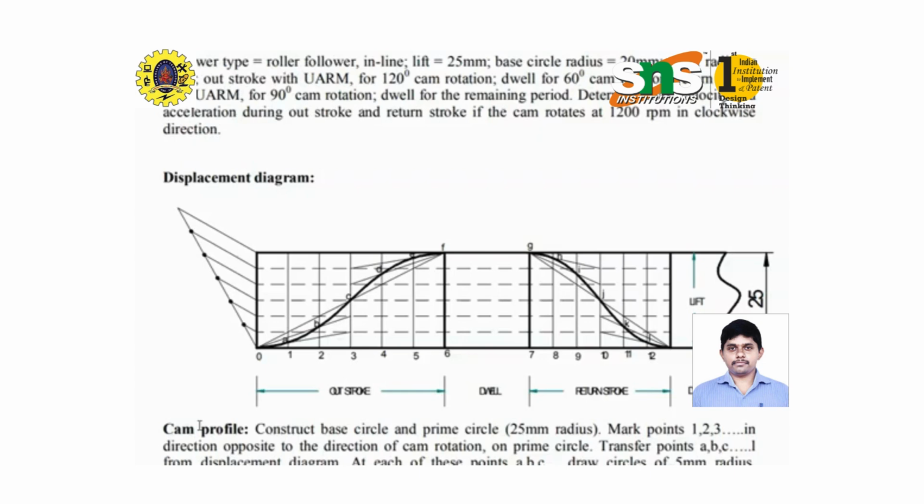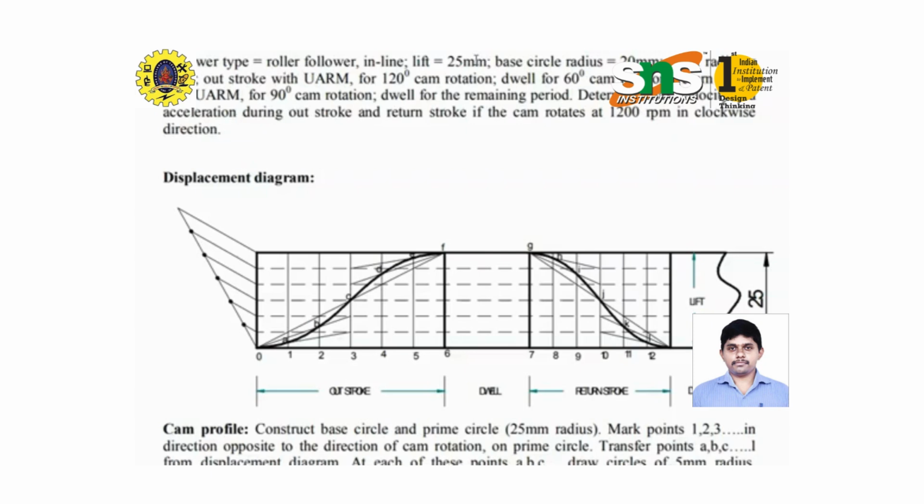cam angle on the x-axis. So here the rise is also called the outstroke. The return is called the return stroke, and the remaining period is called the dwell stroke. The given question is about the follower lift of 25 mm and base circle radius, that is the cam radius, of 20 mm, and the given type of follower is a roller follower, therefore the radius is 5 mm, and the outstroke angle is 120-degree cam rotation, 60-degree dwell stroke and 90-degree for return stroke.